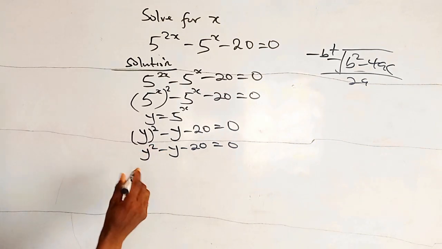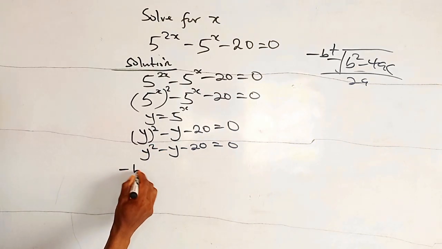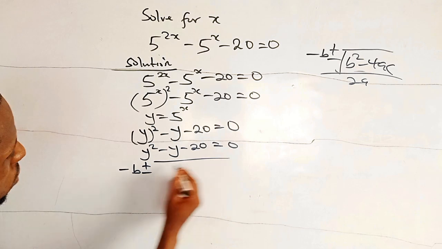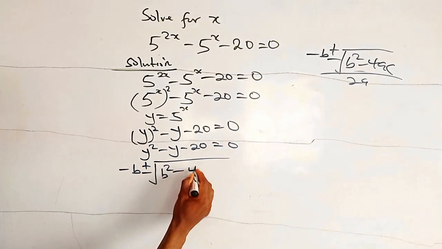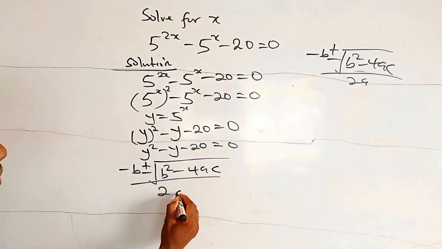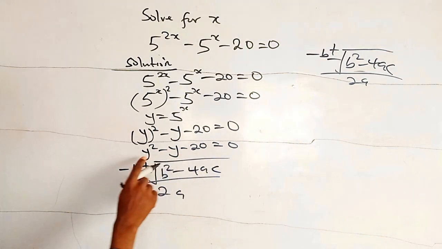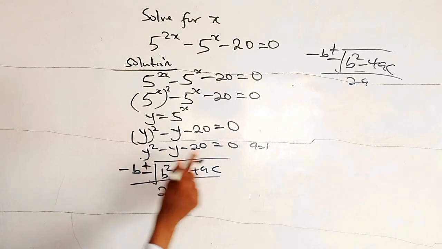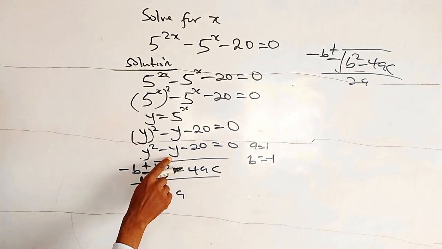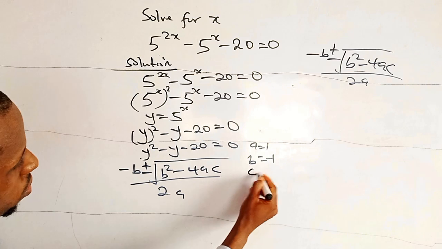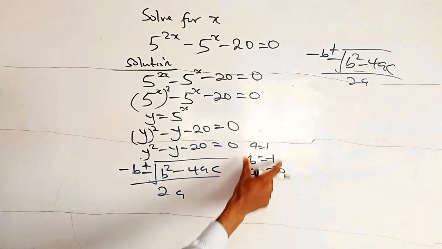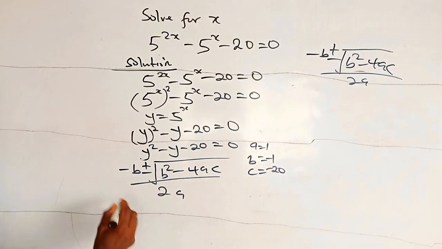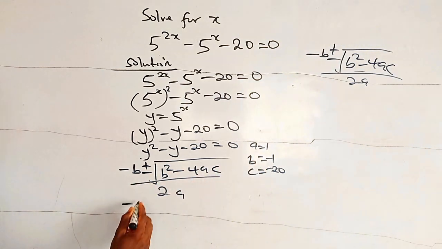So when we apply this, we have minus b plus or minus the square root of b squared minus 4ac over 2a. From this equation, we have 1 as a, we have b to be minus 1, which is the coefficient of y, and we have c to be minus 20. So we fix all these back in this formula. My b is minus 1, so I have minus minus 1.